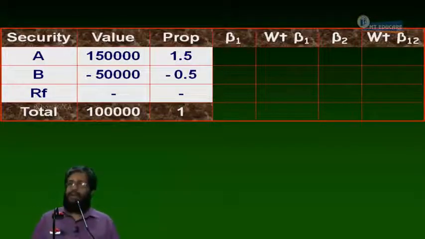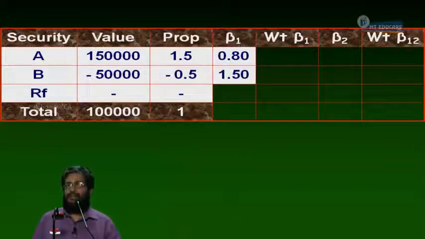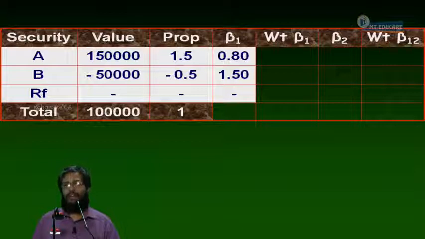Beta, factor 1 beta for A. Look at the problem. What is factor 1 beta for A? It is 0.8. What is factor 1 beta for B? It is 1.5. So 0.8 and 1.5. And the risk-free, no need to write it.